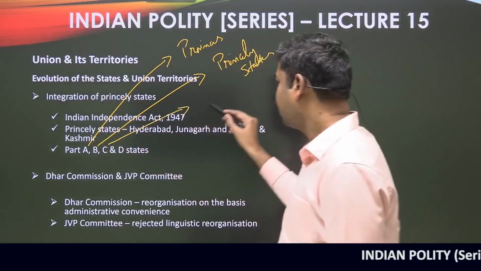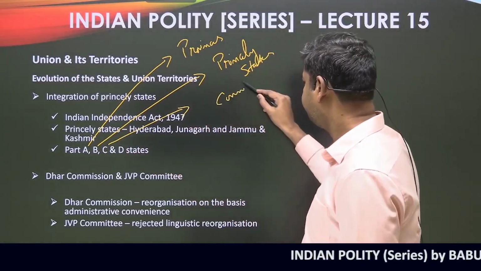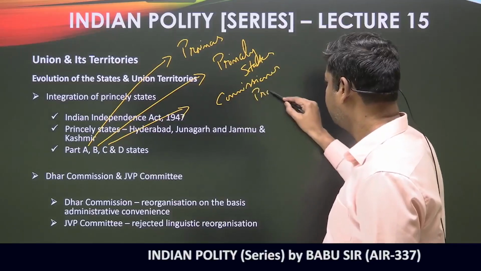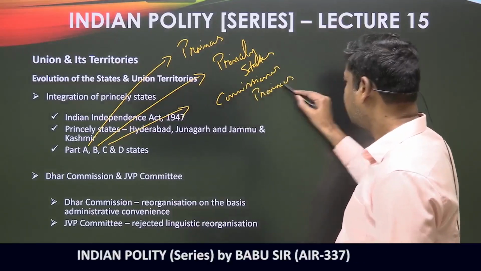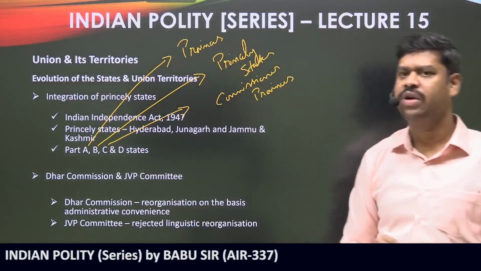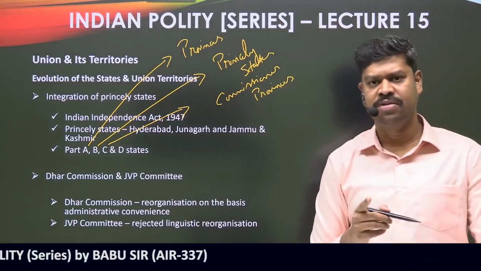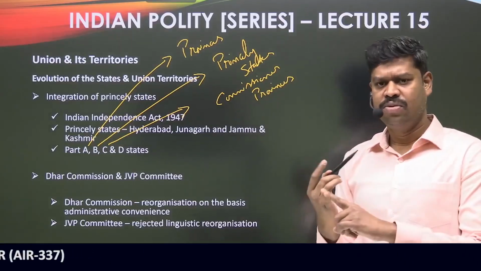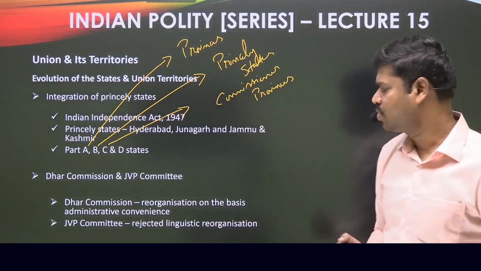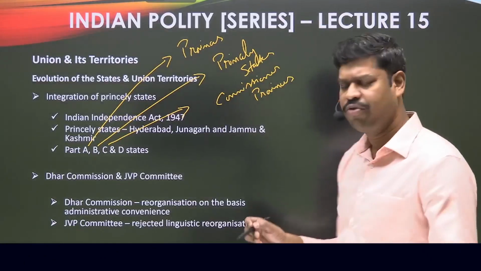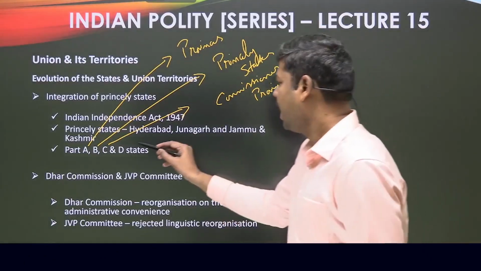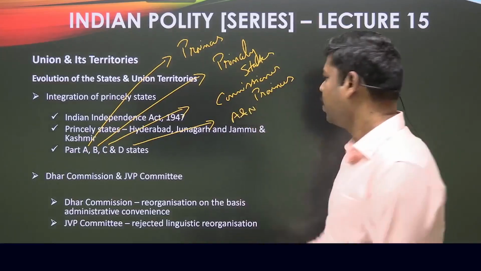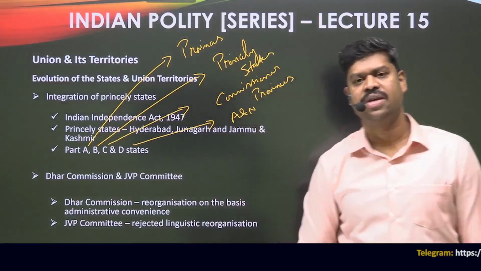Part C states were commissioner provinces. There were certain commissioner provinces before independence, and those were considered Part C states. What are the commissioner provinces? For example, Delhi, Ajmer; some of these were considered commissioner provinces. In fact, there were 4 commissioner provinces. And then Part D state is nothing but Andaman and Nicobar Islands. Only Andaman and Nicobar Islands was considered the Part D state.